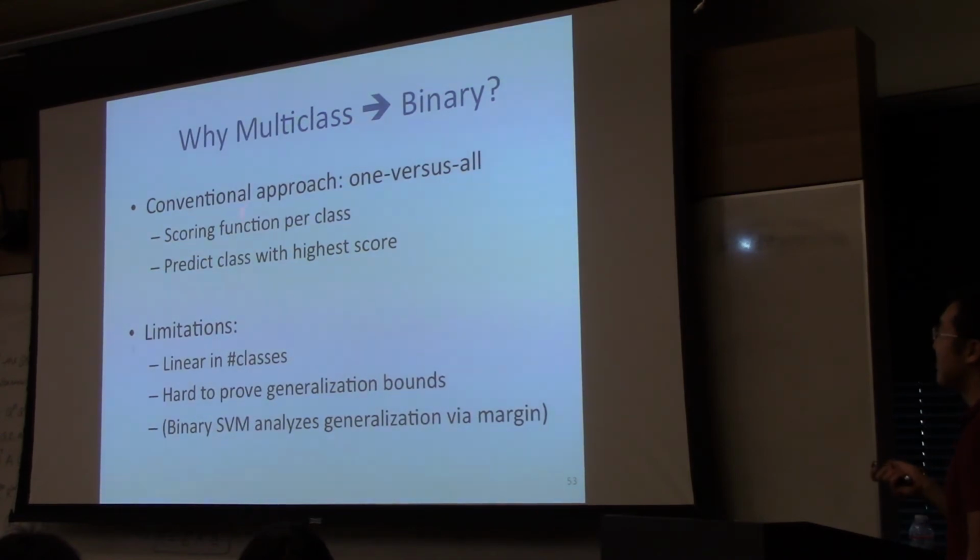So for example, the conventional approach to multiclass classification is one versus all. You learn a scoring function per class, and at prediction time, you predict the class with highest score. There are some limitations of this.